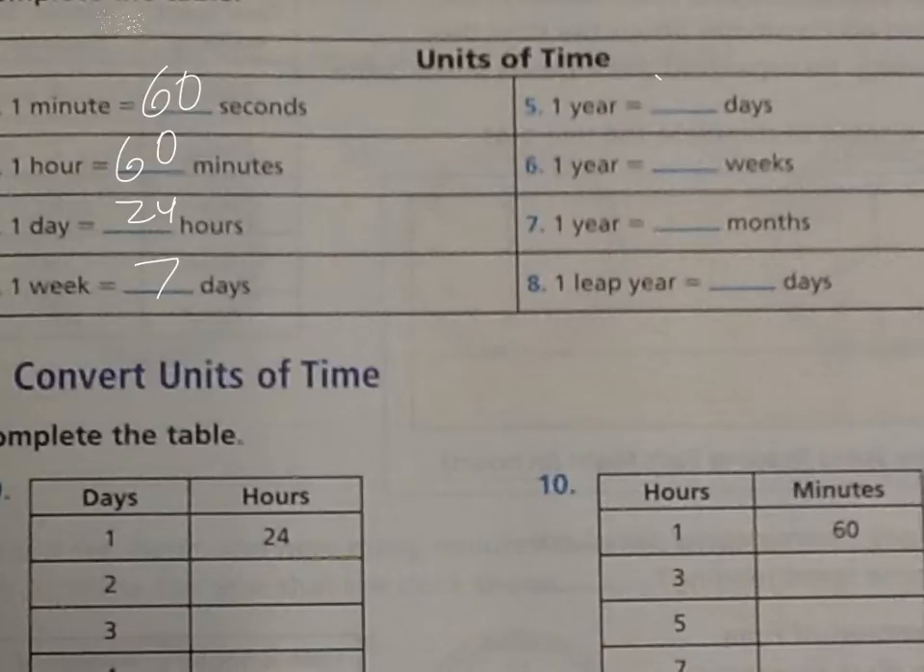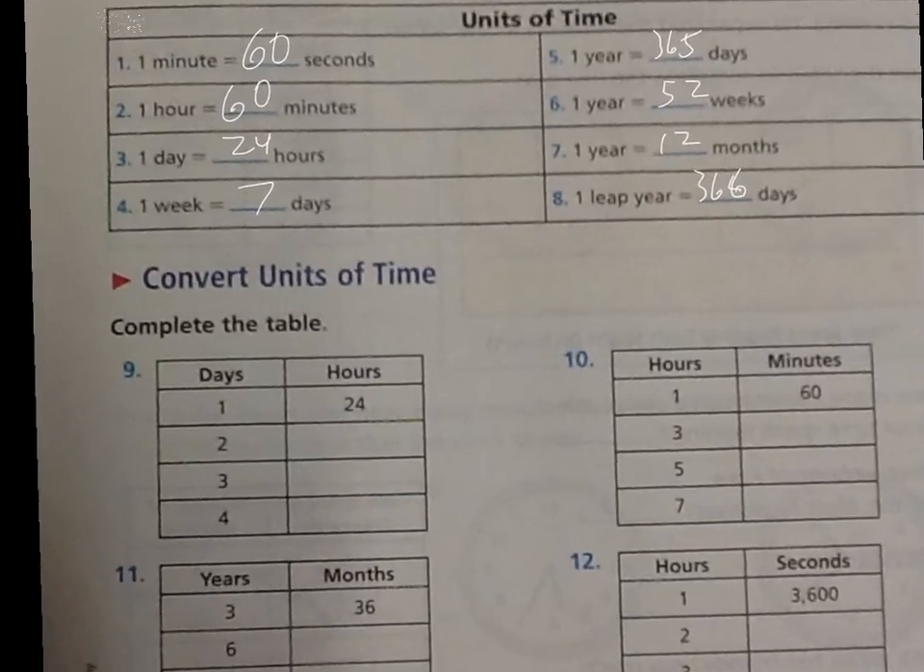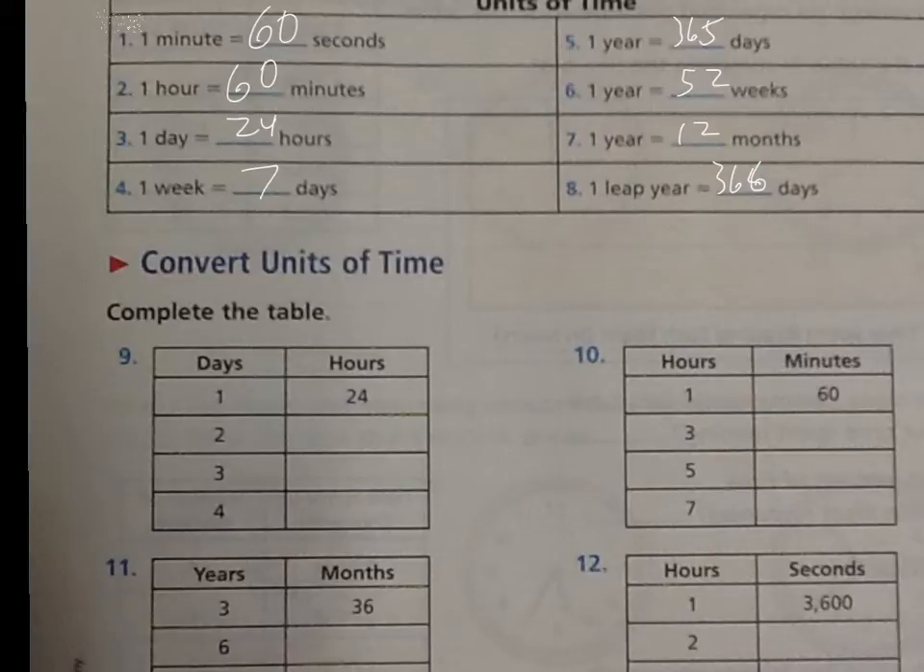You know 1 year is equal to 365 days. You know 1 year is equal to 52 weeks. You know 1 year is equal to 12 months. And you know a leap year has an extra day, so 366. As long as you know these basic units of time, everything else should be easy. So if you complete the tables here, 1 day is equal to 24 hours, 2 would be 48, 3 would be 72, and 4 would be 96, because if this were a pattern, you're adding 24 each time.